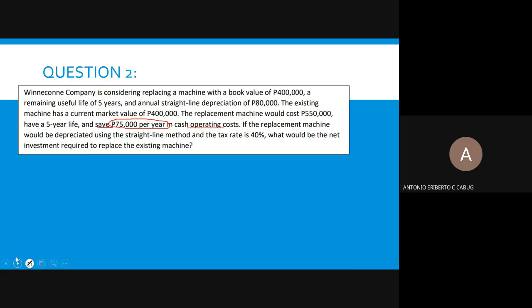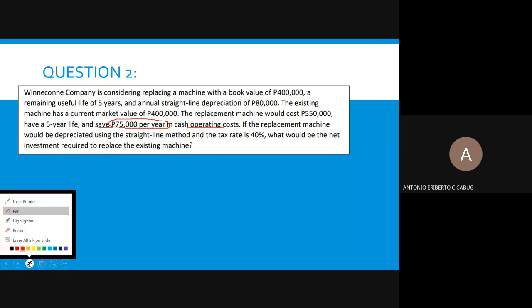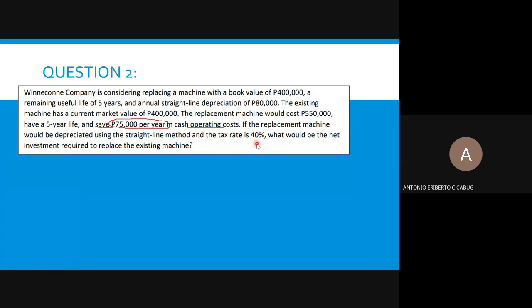If the replacement machine would be depreciated using the straight line method and the tax rate is 40%, what would be the net investment required to replace the existing machine? So we're just asked for the net outflow of cash. Everyone, please answer.